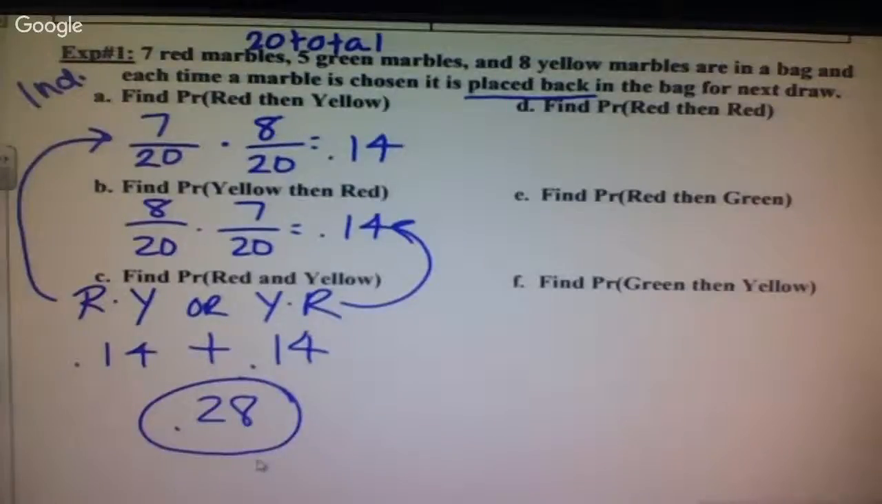All right, let's do this one myself. Go for it. Do D, E, and F by yourself, and then we'll put the answers up. You got this.